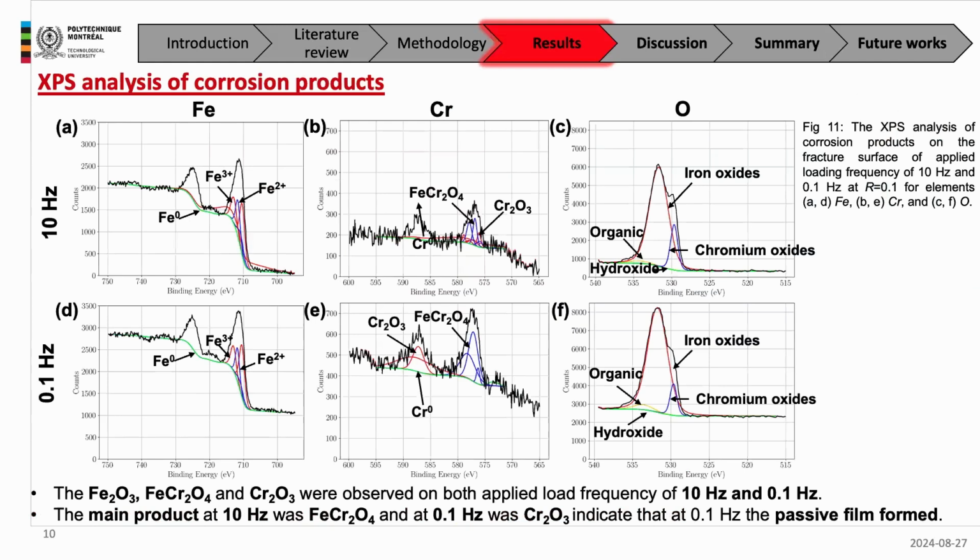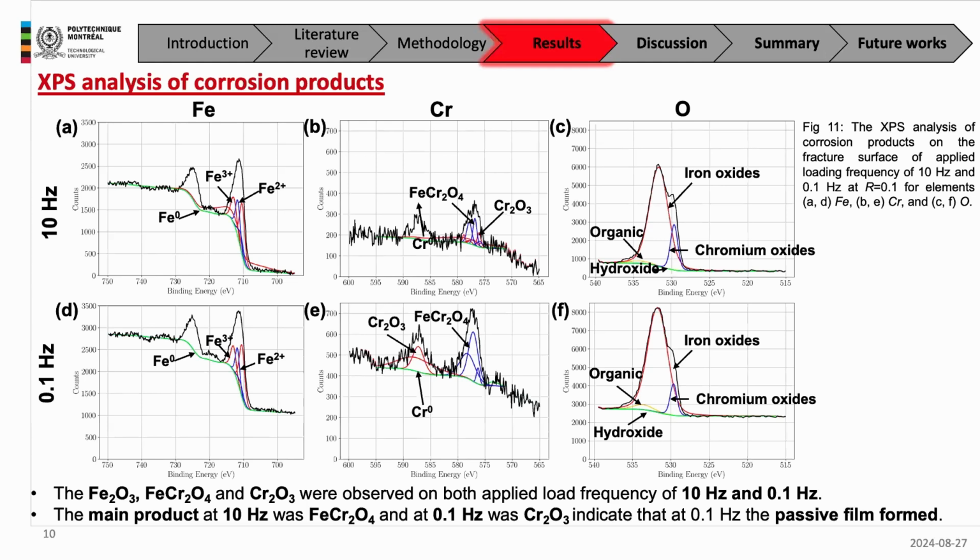So we followed the strategy that we defined before, and we analyzed the corrosion products at 10 Hertz and 0.1 Hertz using XPS analysis. What we detected on the surface is a chromium oxide, which is the passive layer, and iron oxides that formed on the fracture surface, and a corundum called FeCr2O4 on the fracture surface at both of the loading frequencies for sure. But the difference was the amount of it.